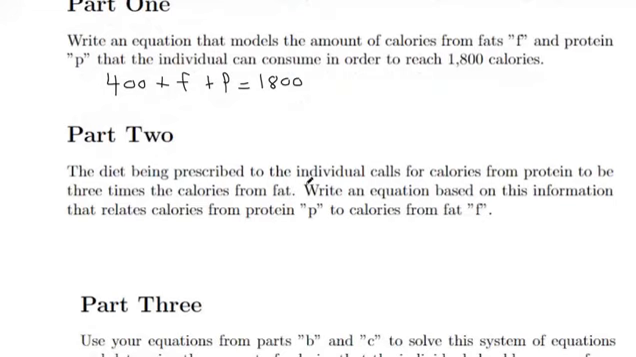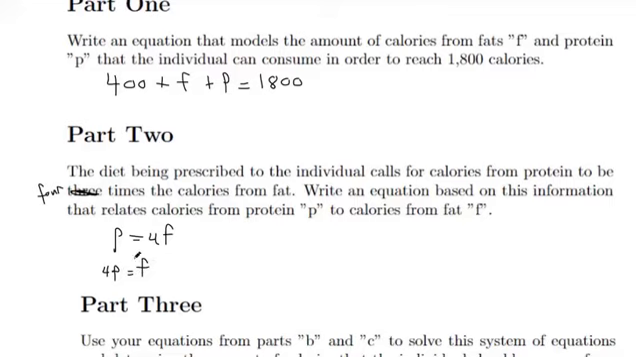The diet, here, this says 3 times. I'm going to say 4 times. Not much different, but it says the diet says 4 times of your calories need to come from protein as compared to fat. So students either write this or they write this.